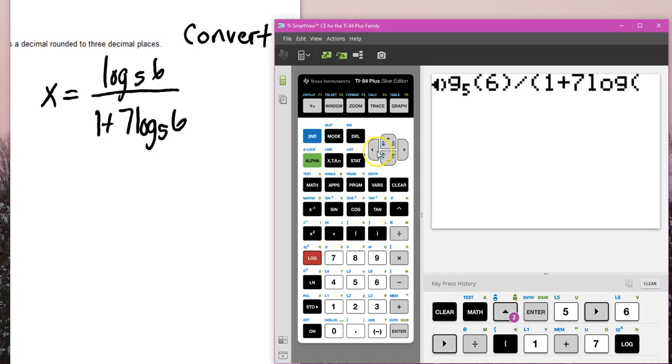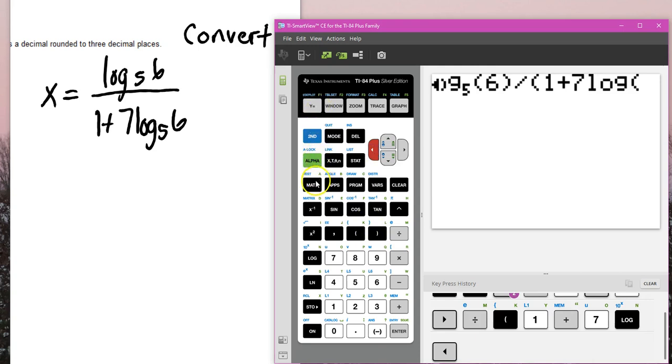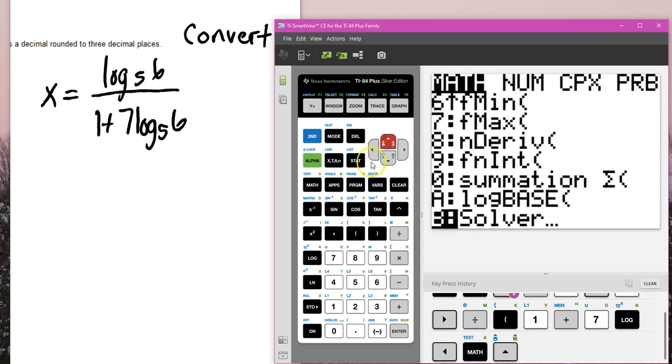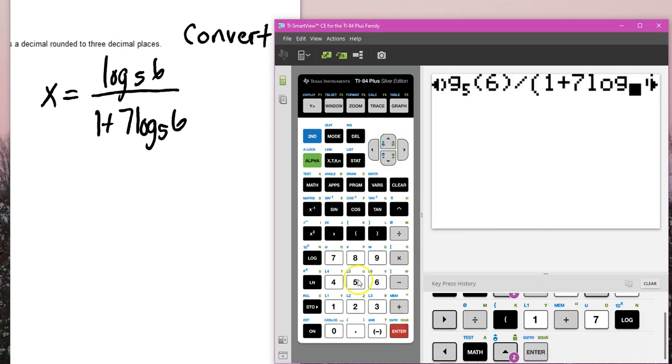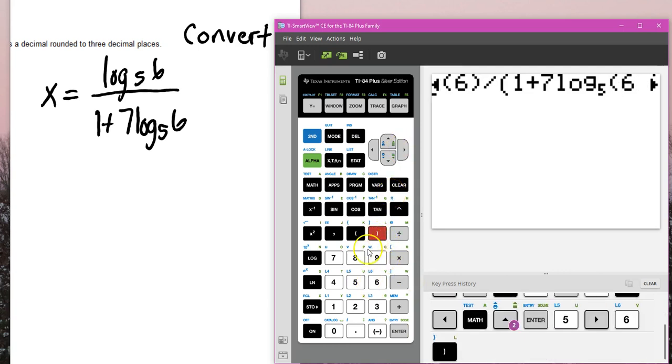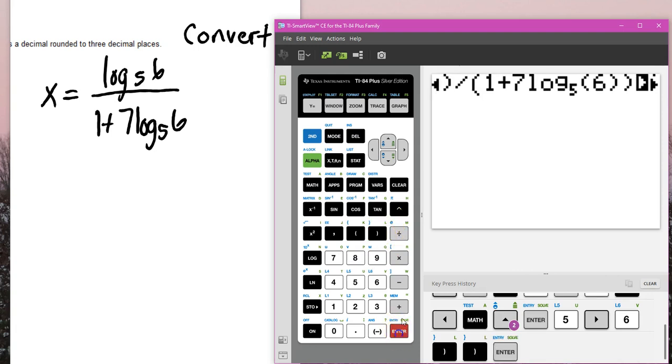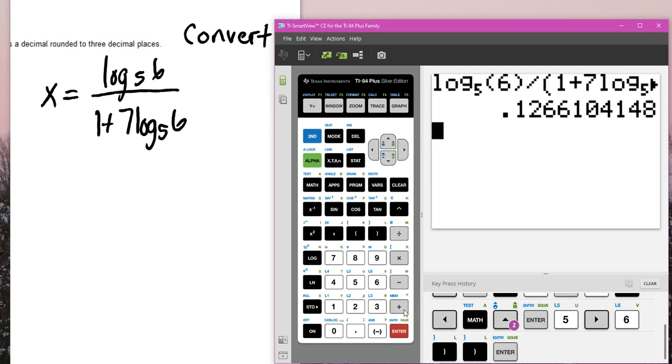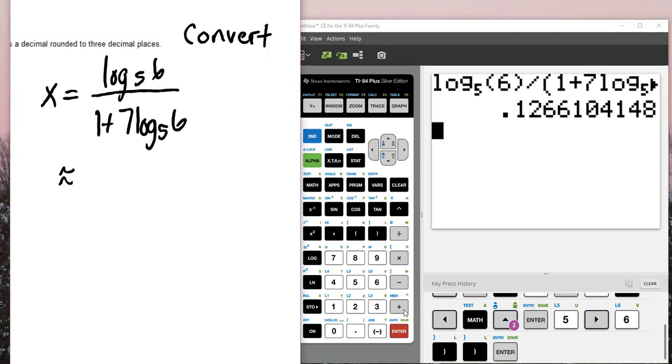log, once again I need to get that special log from the Math menu, because that allows me to specify the base, log base 5 of 6, and closing parenthesis for the log and closing parenthesis for the denominator, and we get our decimal approximation. And I believe it said 3 decimal places. That's 0.127 if we round it to that third decimal place.